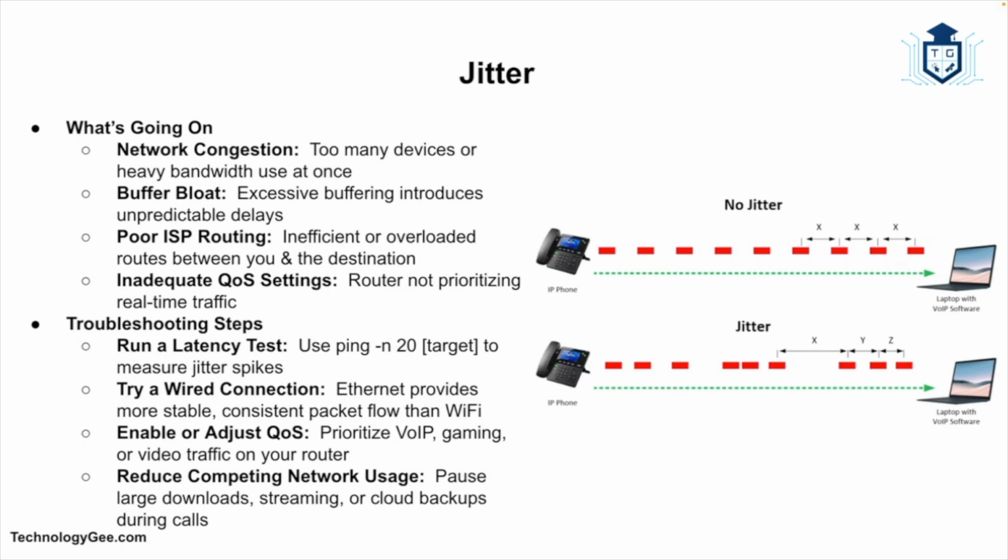So how do you troubleshoot this? Well, you want to run a ping test. So use ping -n 20 and the IP address you're trying to connect to, to test the latency and jitter. You want to try a wired connection. So Wi-Fi jitter can often be solved by plugging in directly. You want to use QoS to prioritize real-time traffic on your router, and you want to limit other usage, so pause downloads or streaming during important calls.